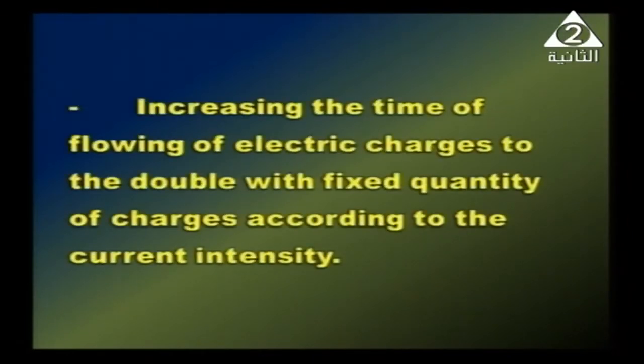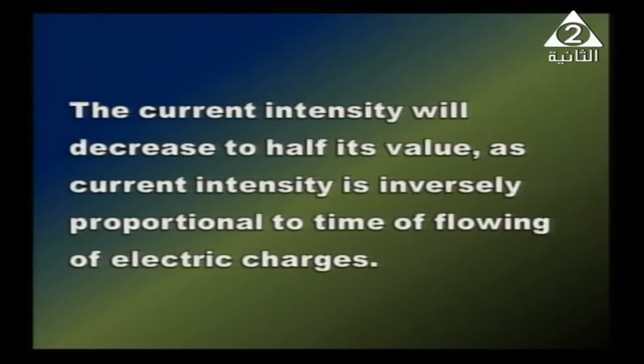What will happen if the time of flow of the electric charge is doubled with a fixed quantity of charges, according to the current intensity? The electric current intensity will decrease to half its value, as the current intensity is inversely proportional to the time of flowing of a constant electric charge.